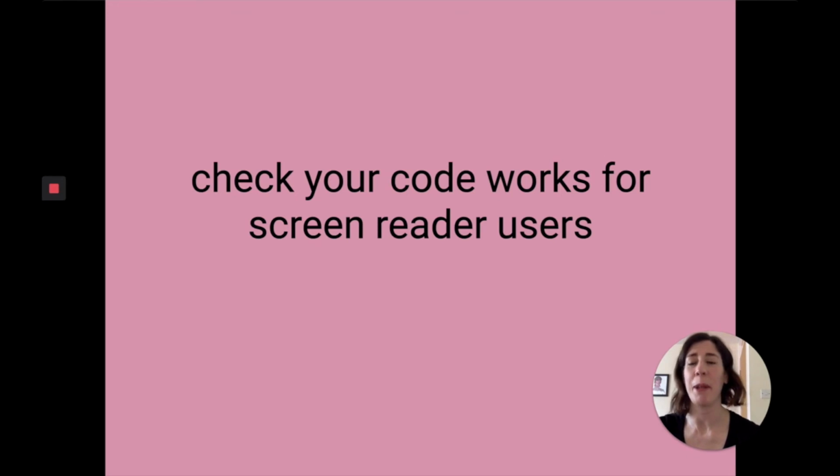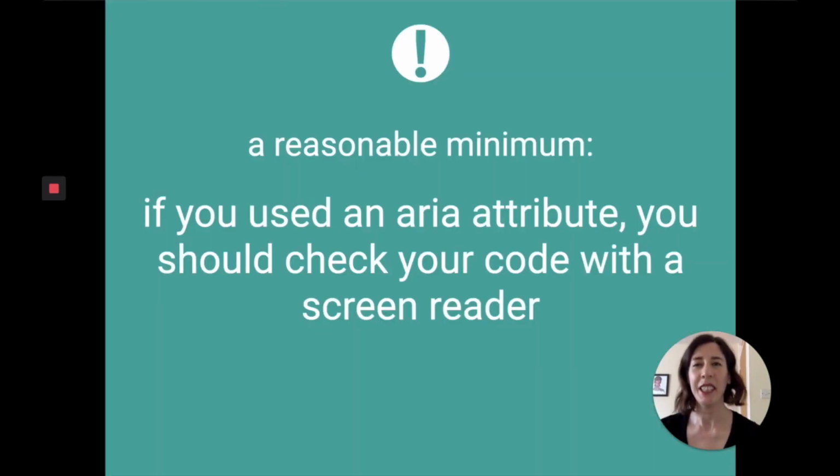It maybe is a little bit much, but I have one golden rule: if you used an ARIA attribute anywhere in the code that you've written, you should be checking it with a screen reader. The reason I say that is because ARIA attributes have the power to override the other semantics of the page, and ARIA attributes are pretty much only surfaced to screen reader users. So if you're not switching on your screen reader, how are you checking that your code works? I'd say a reasonable minimum: if you've used ARIA, turn on the screen reader and do a quick check.